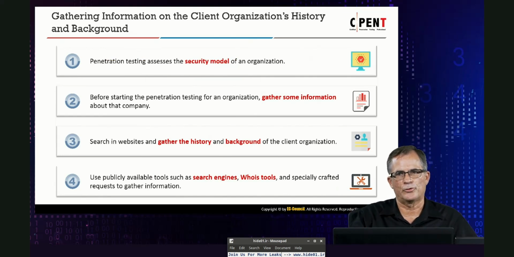We're looking at the security model of the organization. How are they protecting their confidentiality, their integrity, the availability, all those types of things. Look for information on the client organization in your history and background of websites. You could do that. Search engine, WHOIS tools. We talked about Shodan, all those types of things.